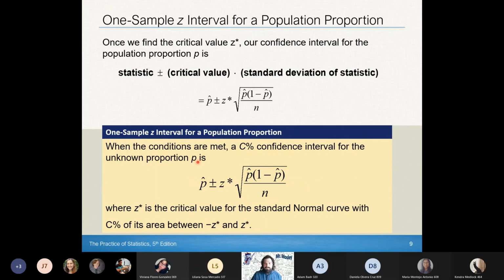Right? And this allows us to make an inference about the entire population, hence it's an inference method. When the conditions are met, a C% confidence interval for the unknown proportion P is p hat plus or minus z star times the square root of p hat times 1 minus p hat divided by n, where z star is the critical value for the standard normal curve with C percent of its area between negative z star and positive z star.